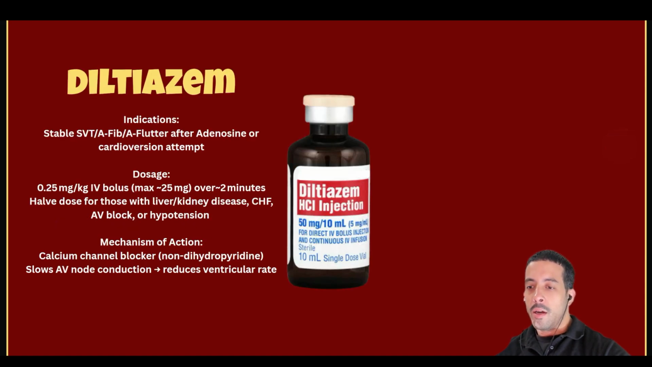When we talk about diltiazem, this is also for AFib, aflutter, and it should also be used in patients with stable SVT. But the dosage is very different from adenosine in that this is weight-based, and it's also an IV bolus, and it should be given over 2 minutes. So it's not a rapid push just like adenosine, but it's also used for tachycardia and other cardiac dysrhythmias.